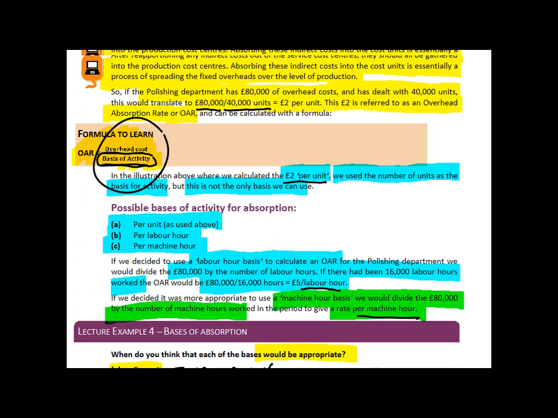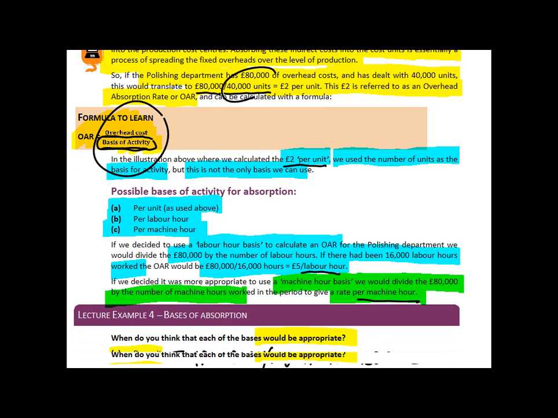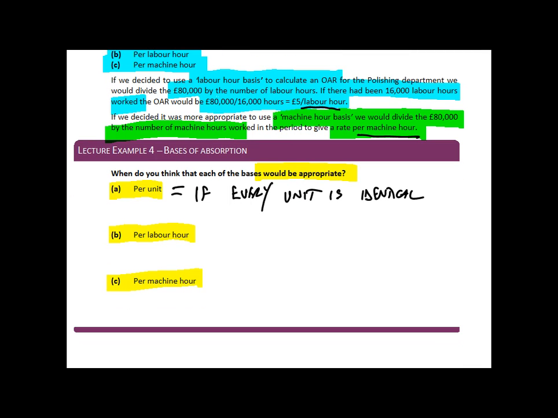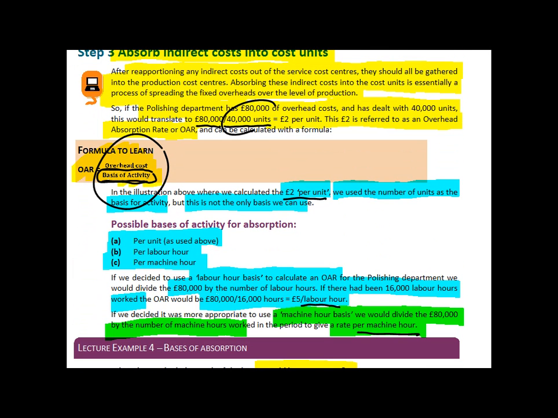Well, to use per unit, when would that be appropriate? Per unit is appropriate if every unit is identical. So in our example above, if every single one of those 40,000 units was exactly the same, it would seem reasonable to give each of them the same amount of overhead. It would seem reasonable to give each of them a £2 overhead cost because they're all identical. So per unit is used if every single unit you produce is identical.